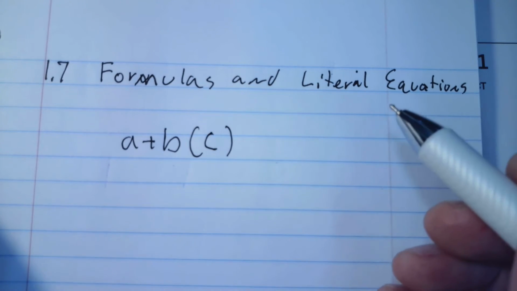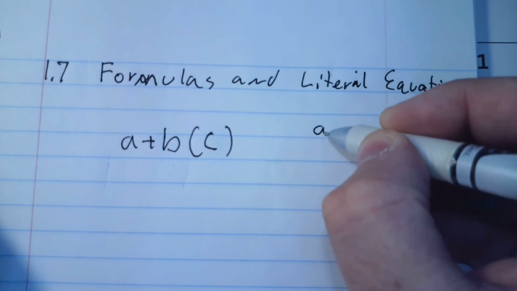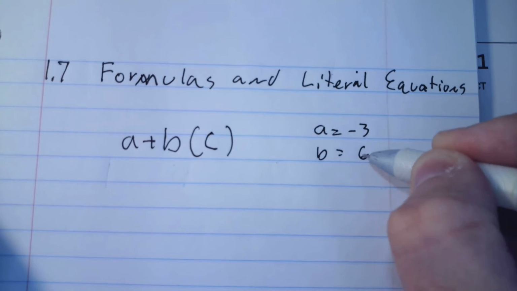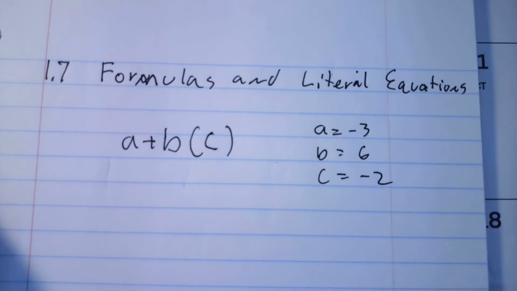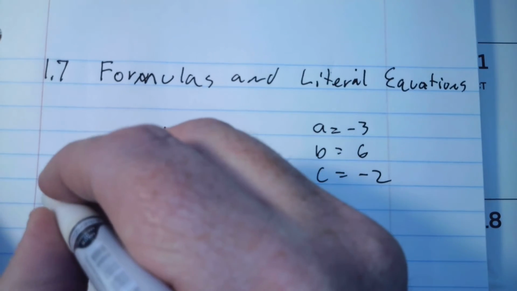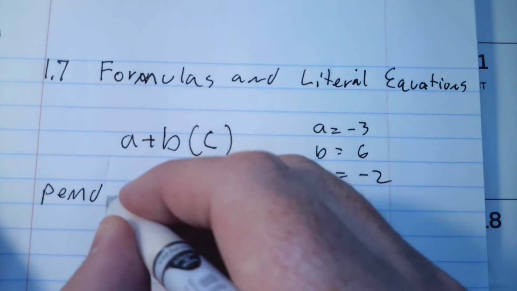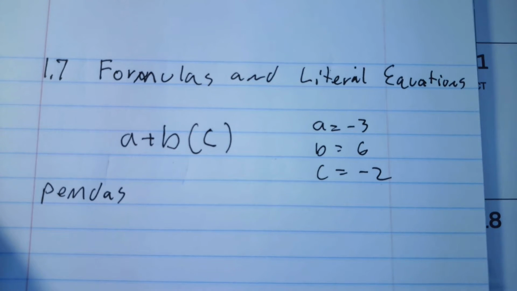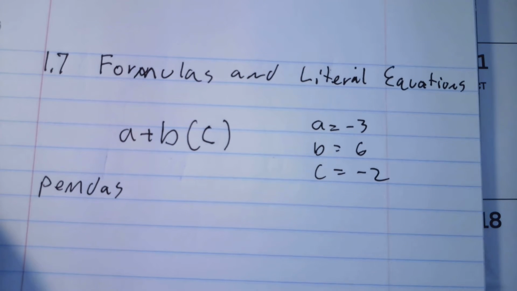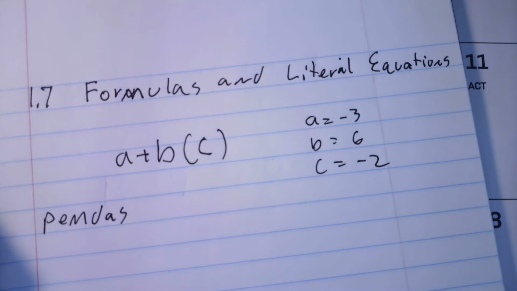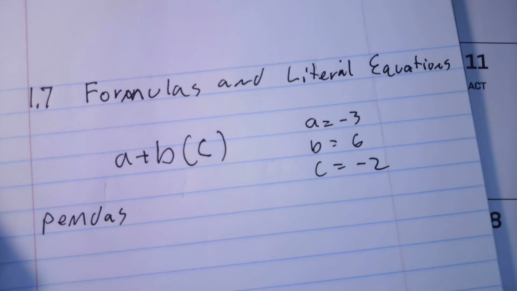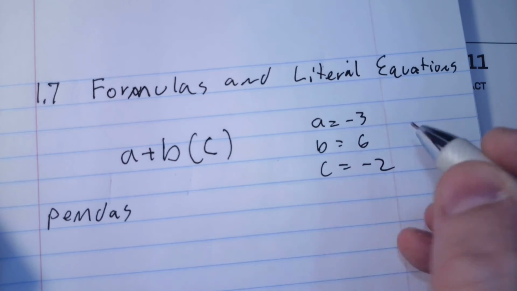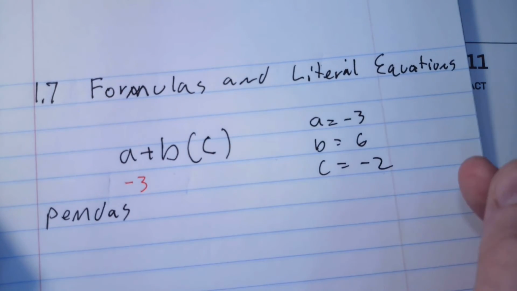But we're going to be given a formula like that, and I'm going to say A equals -3, B equals 6, and C equals -2. Okay, we are going to use PEMDAS to do it. Your calculator can handle it just fine. Your responsibility is just to do algebra, so you can use your calculator to get this done, but you need to do this. This is how you show your work on this.